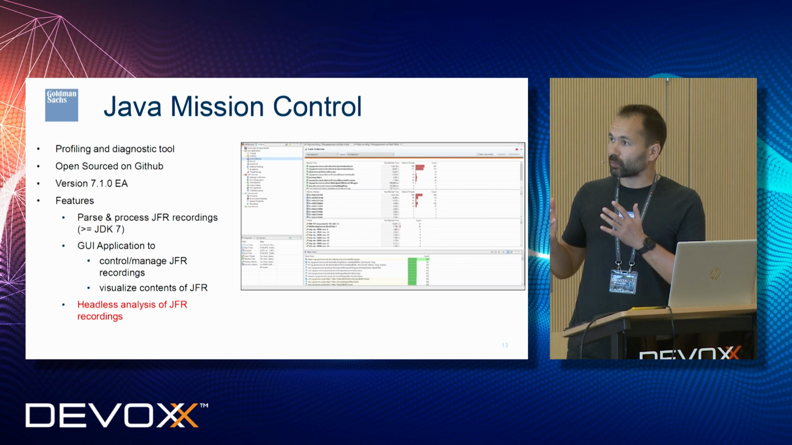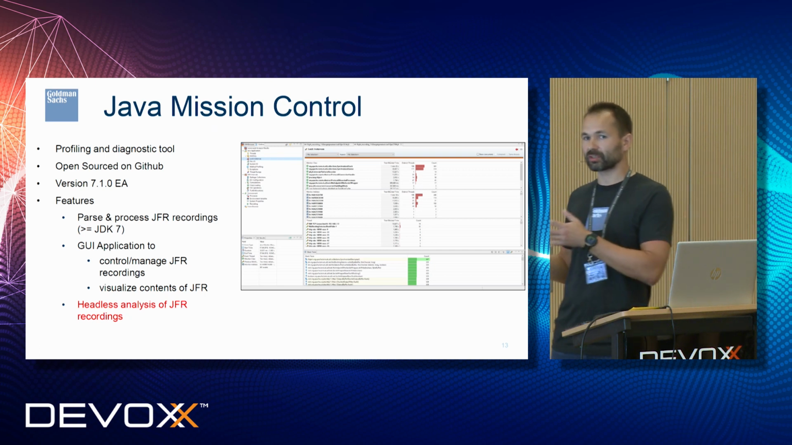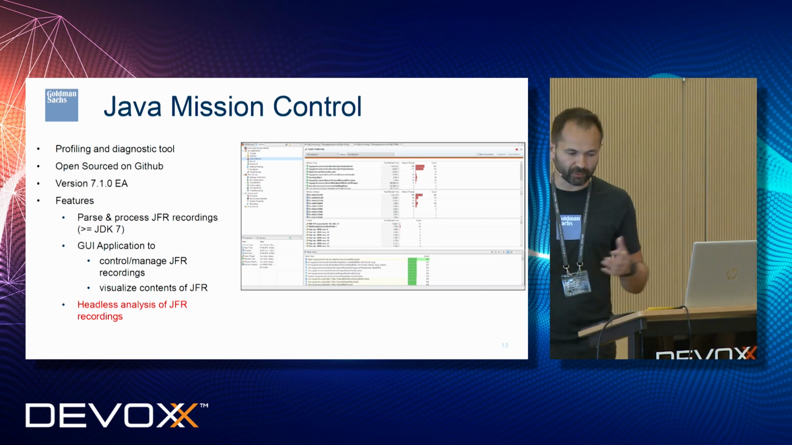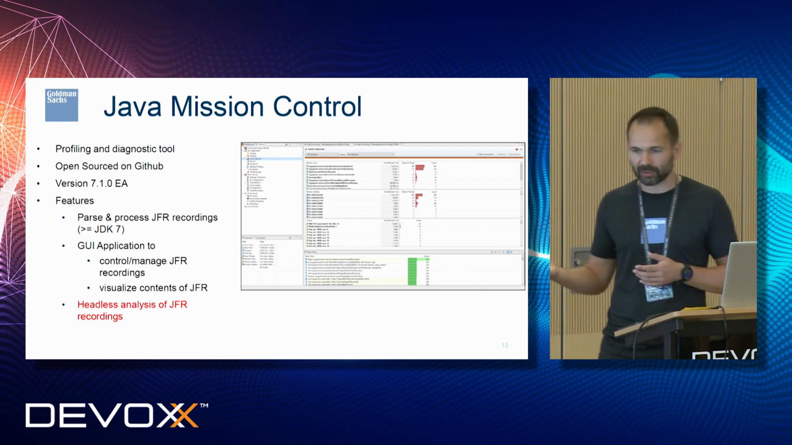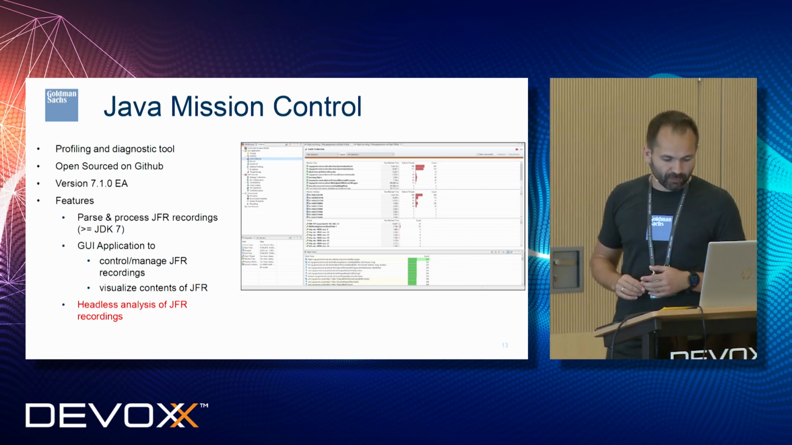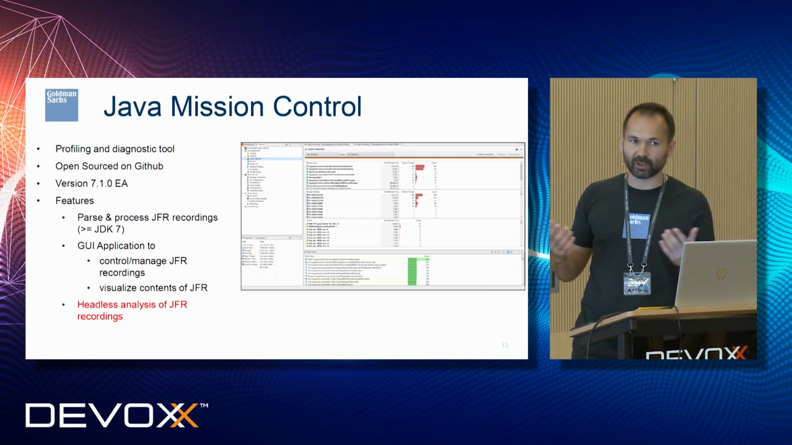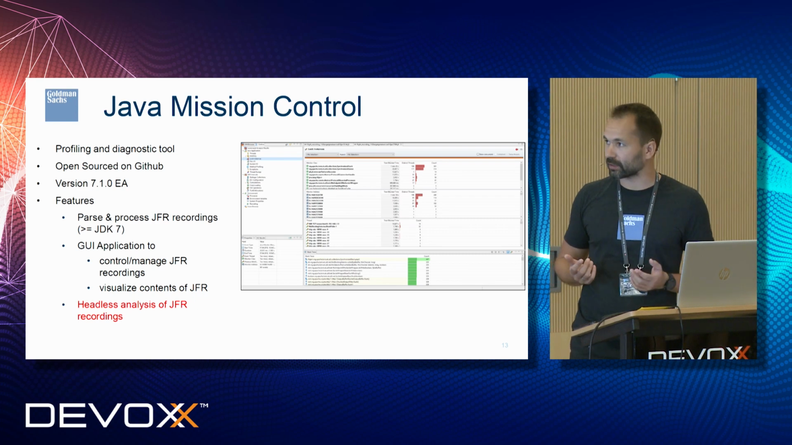And how would you usually use JMC? You would understand Java Mission Control as a UI tool that allows you to control the recording on a remote host, and then provides you with UI tools to visualize the data that was recorded.